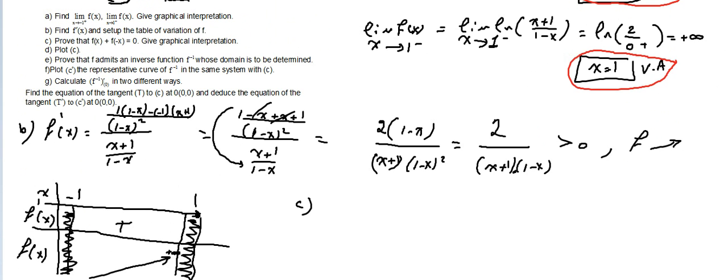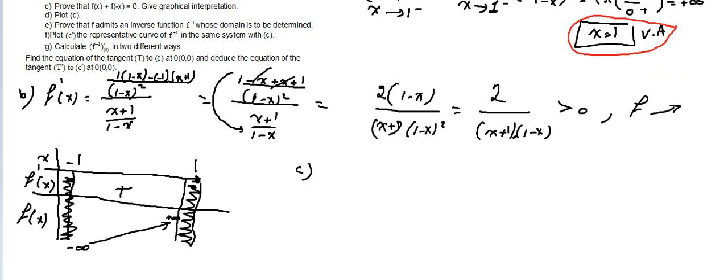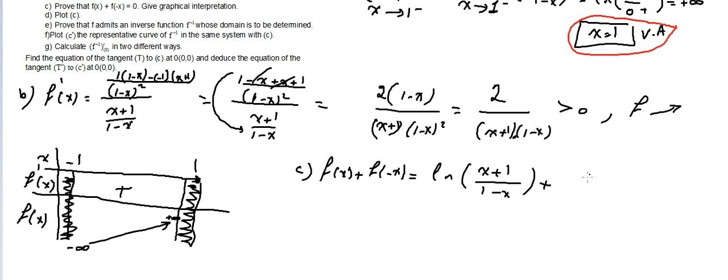What is part C? Part C: prove that f of x plus f of minus x is equal to 0. We have to prove it equals 0 and give a graphical interpretation. f of x is given as ln of (x plus 1) over (1 minus x), plus f of minus x. This is the same, but we substitute minus x instead of x. 1 minus of minus x is 1 plus x, right?